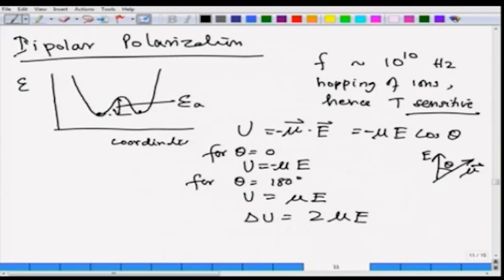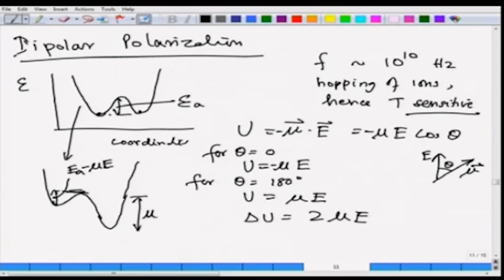This I can show: if I apply an electric field, then this picture changes, with one side becoming more preferred than the other side. That is, this barrier reduces by an amount, becoming EA minus mu E, whereas this barrier increases, becoming EA plus mu E.